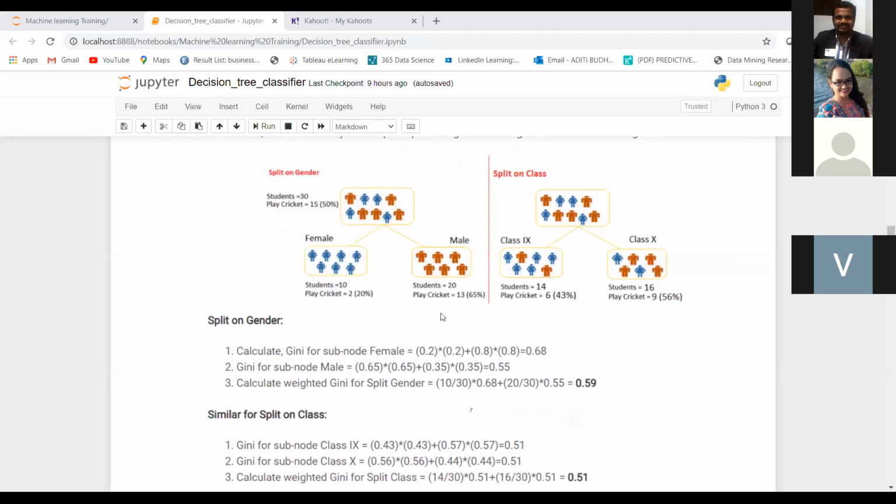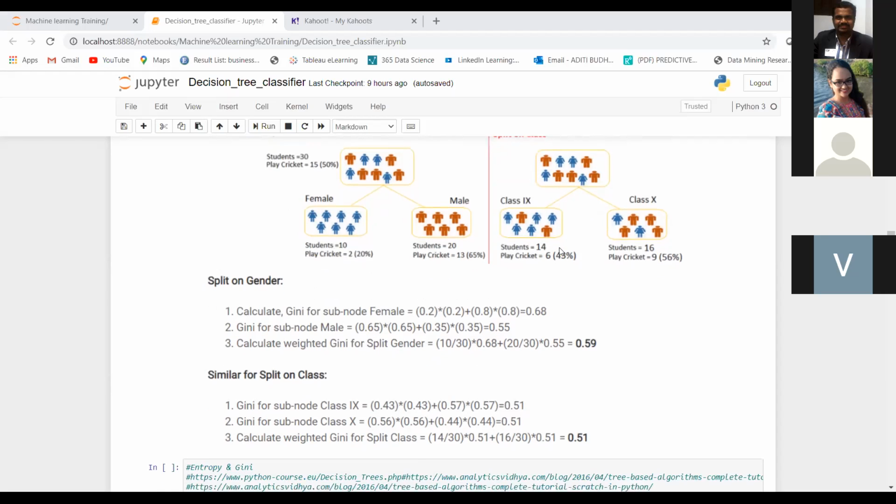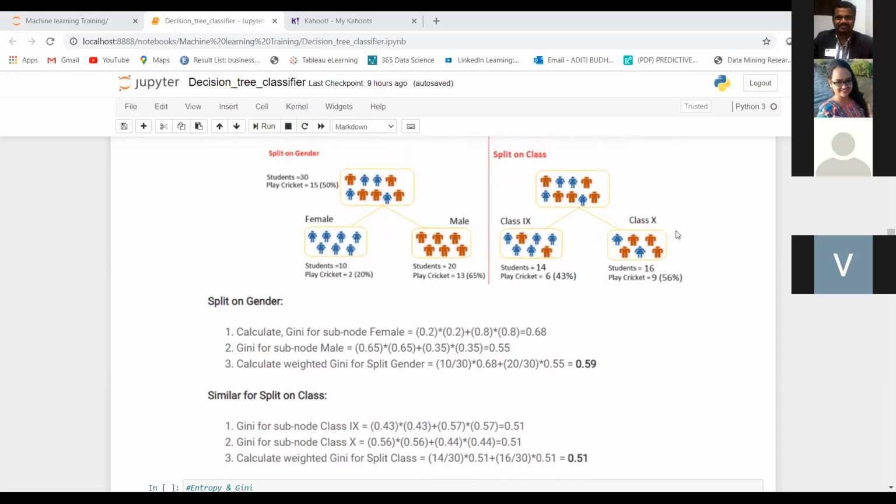So we have calculated the Gini parameter for the split on gender. Similarly, we will do that for splitting on class. Here we are splitting people based on their class, that is whether they belong to class 9th or class 10th.